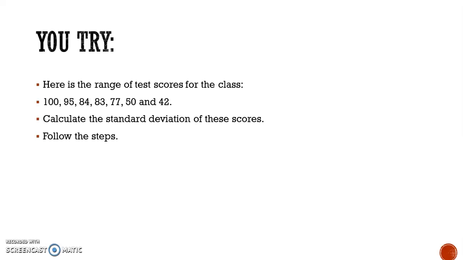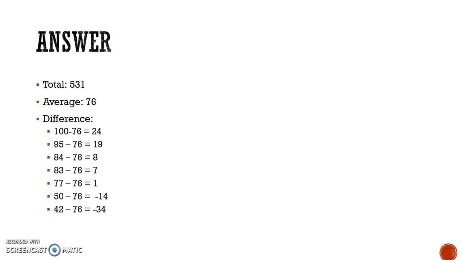So let's hear, you give this a try. We have the test scores for my class: 100, smart kid; 95, pretty good; 84, 83, 77, 50, and 42. You can't be the 50 and 42. So calculate the standard deviation of these scores by using the following steps, and hit pause if you need to. You have a total of 531, average is 76.